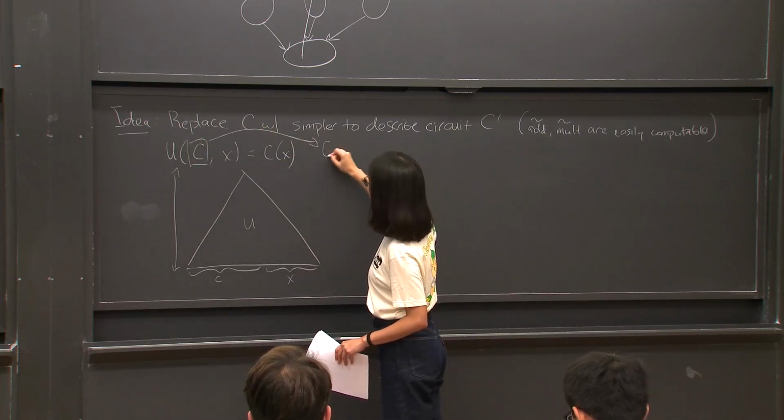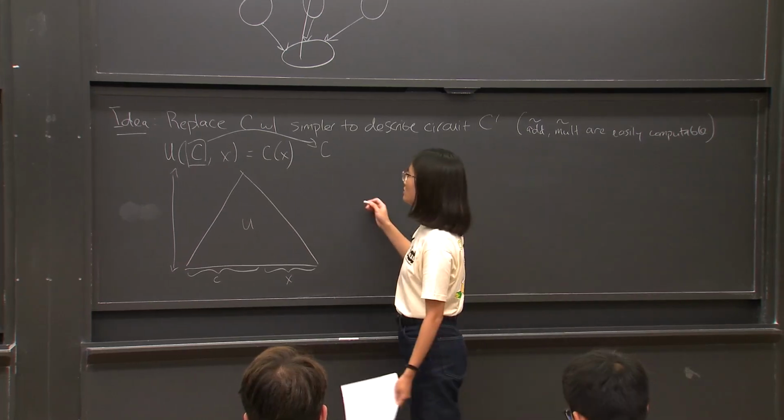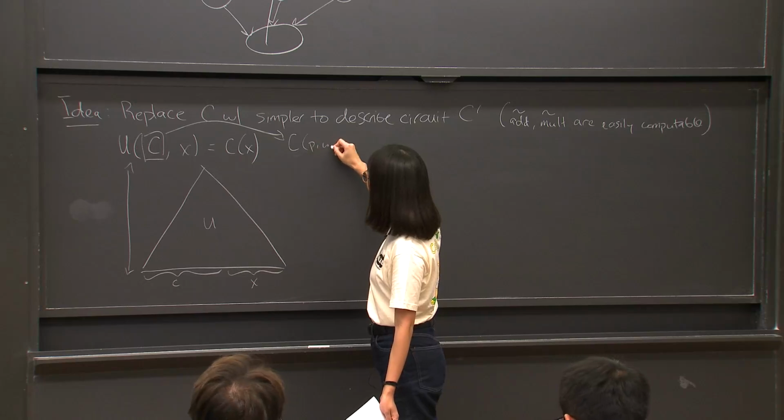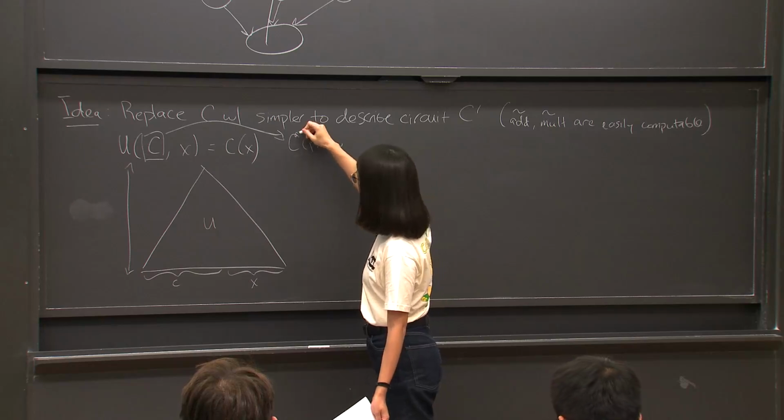Okay, so what is the circuit C? Like, what should the input to this be? It's basically going to be a function that would tell you, I guess, for every single... maybe there should be an add one and a mult one.